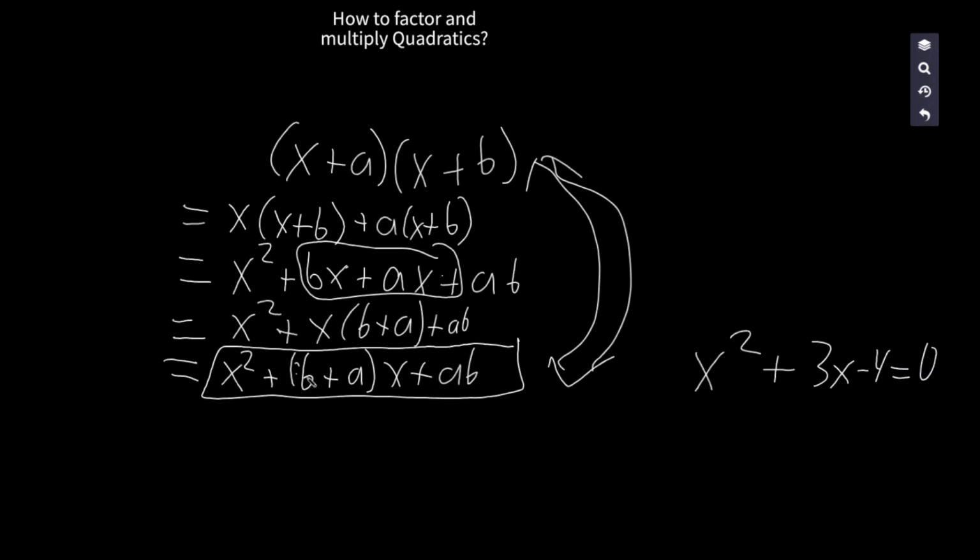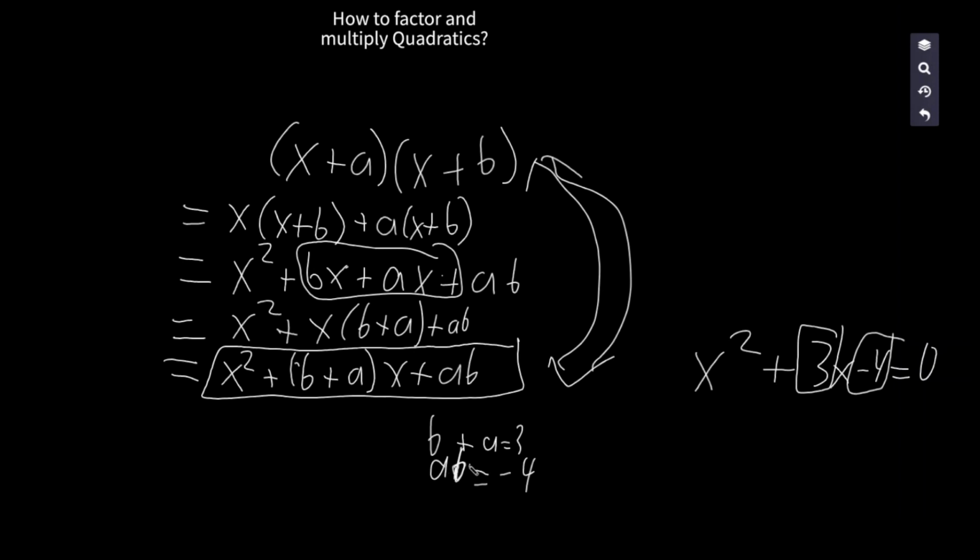So basically what this is saying is that our coefficient here, the number in front of x, is b plus a. So b plus a is 3. And then our constant, minus 4, is a times b from this right here. Okay, now this may be confusing, but just hang with me here and I'll explain it a bit later because it'll be less confusing then.